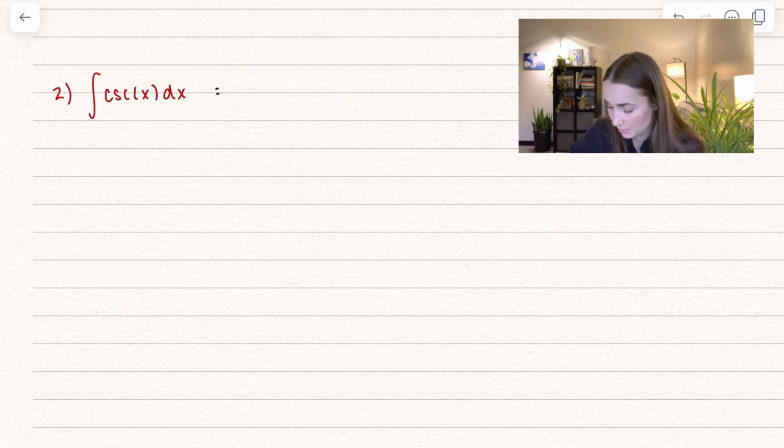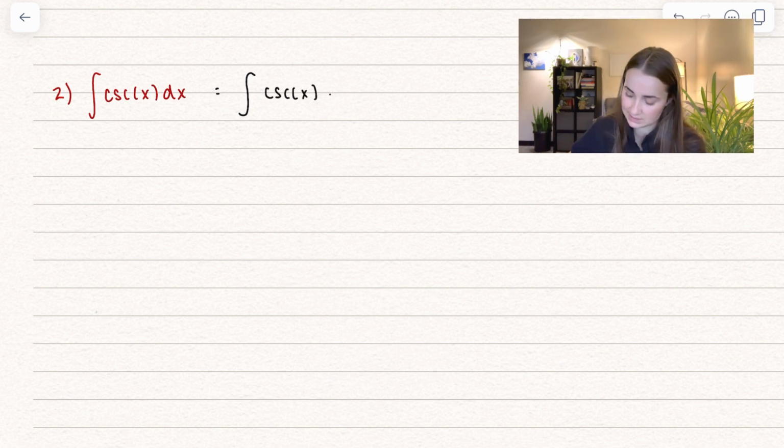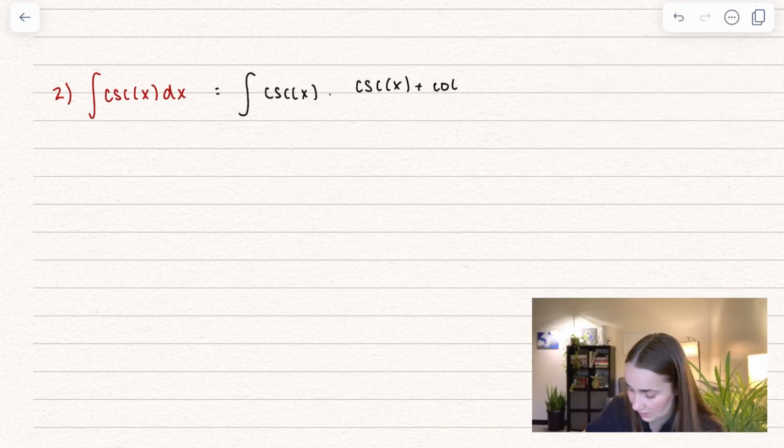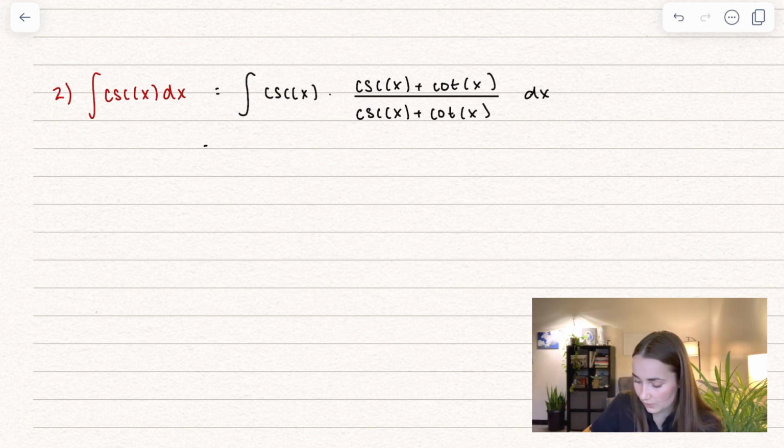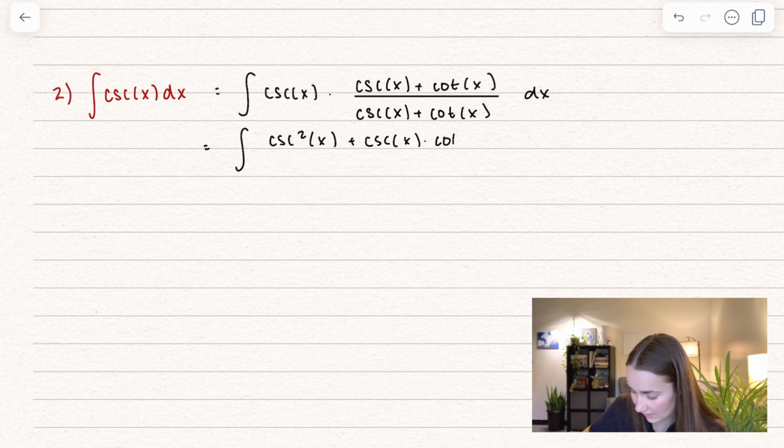So what some person did, and I don't know who did this, so if you know who figured this out, let me know in the comments. I was lazy with searching it up. But they multiplied it by cosecant of x plus cotangent of x. And whatever you multiply to the numerator, you also have to multiply to the denominator, right? We have to multiply by a giant 1. So if we multiply this out in the numerator, we get cosecant squared of x plus cosecant of x times cotangent of x.